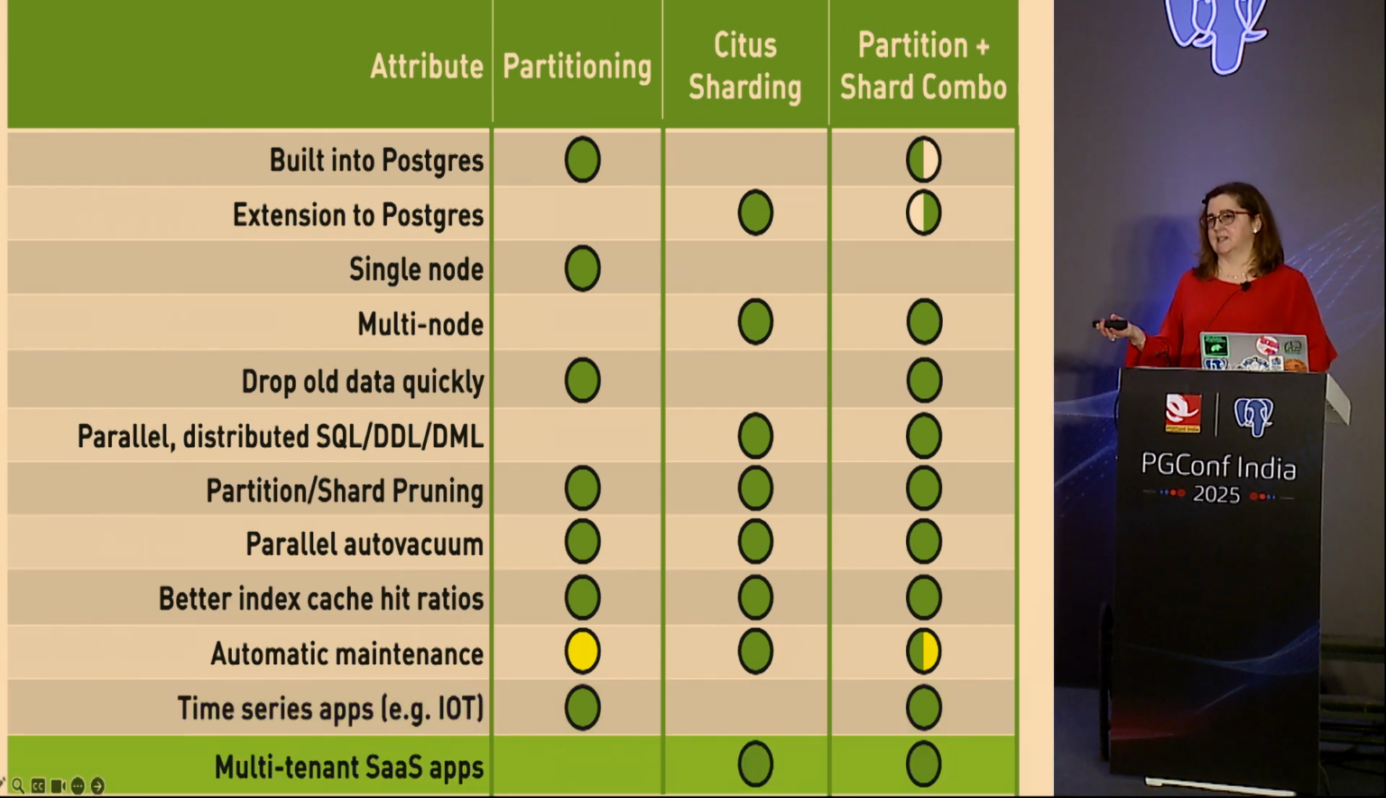And then multi-tenant SaaS apps, that is a common good fit for using sharding with something like Citus and distributing across a cluster. So that's the comparison table.